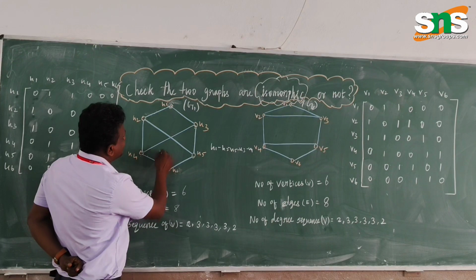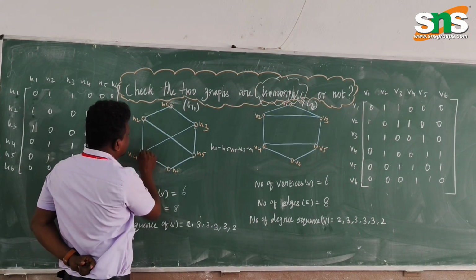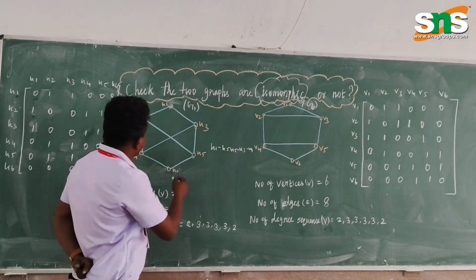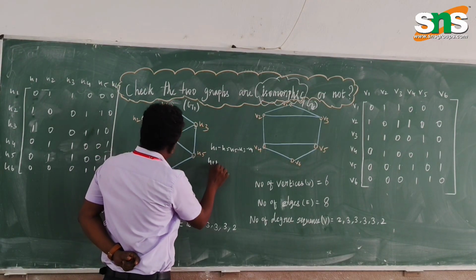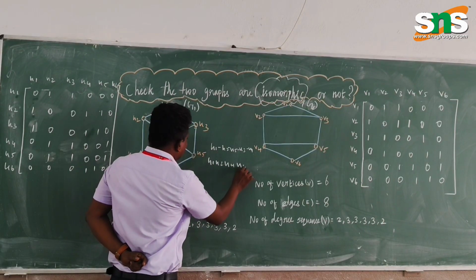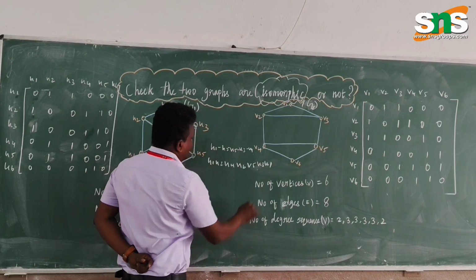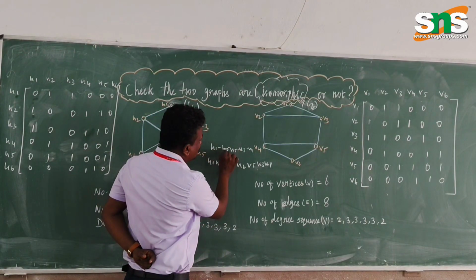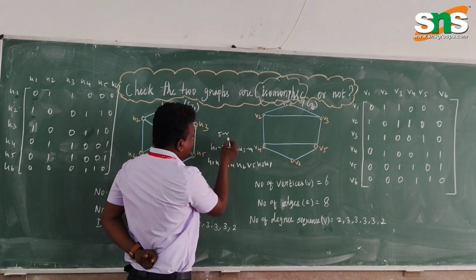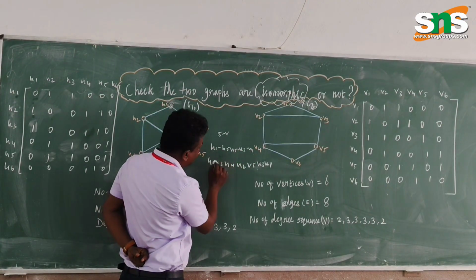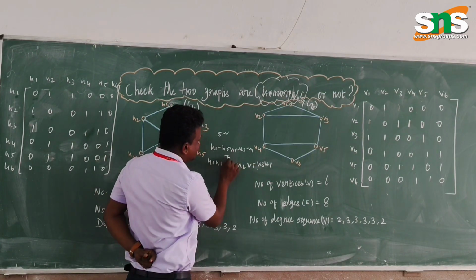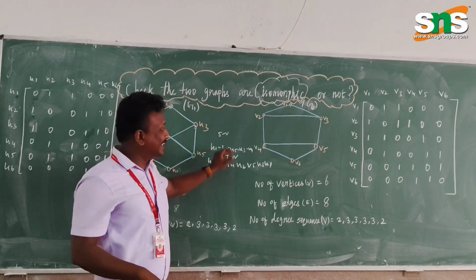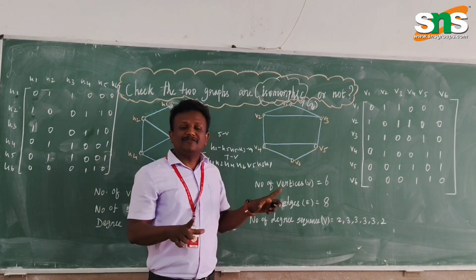Let me find another cycle with more vertices. 1, 2, 3, 4, 5, 6. We have another cycle: U1, U2, U4, U6, U5, U3 and U1. So we have another cycle, with 7 vertices counting the repeated first vertex. If we have the same cycles with the same number of vertices in the other graph also, then it satisfies the adjacency.